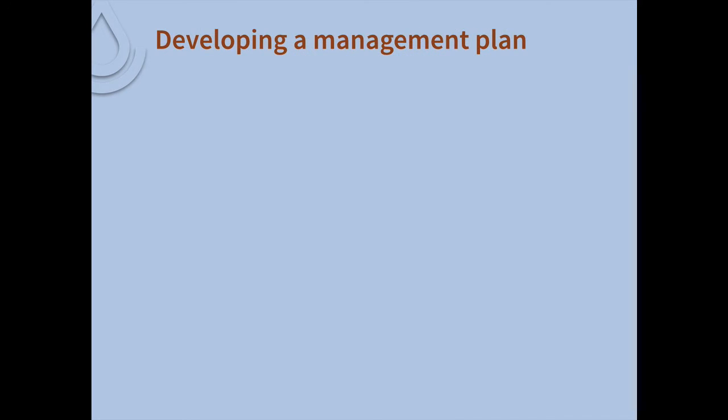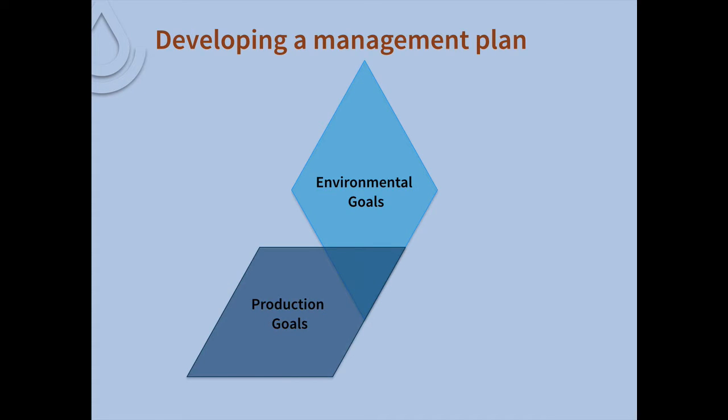In developing a management plan for a drainage water management system, we're trying to balance 3 main considerations. The first is the environmental goals for nitrate loss reductions or other environmental goals. The second consideration is the production goals that the producer has for that system. And then finally, the site-specific characteristics that are going to influence how we manage that system.